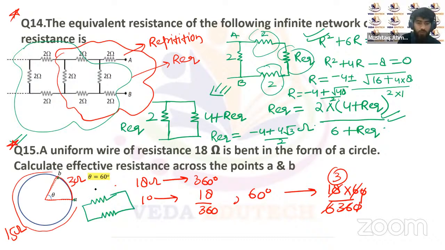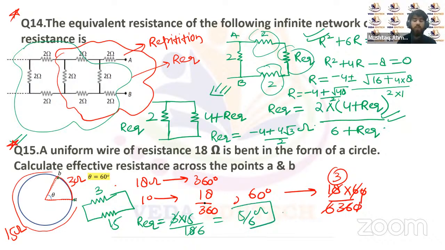Using the equation of parallel, the equivalent resistance of 3 and 15 will be 3 multiplied by 15 upon 18, right? That will be 5 upon 6 ohm, which will be the correct answer for this question, right? Or this will be the equivalent resistance between A and B for this circle, right? So this is how we can solve this question to calculate the equivalent resistance between points A and B, right?